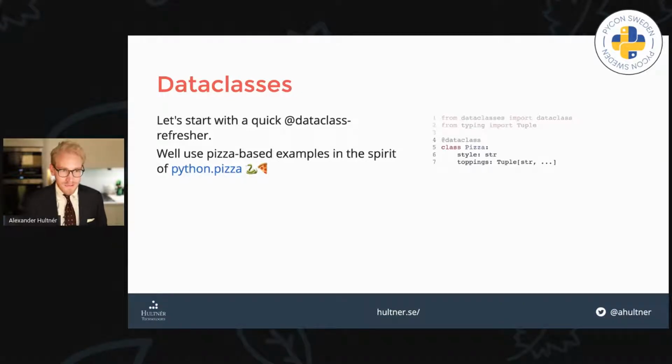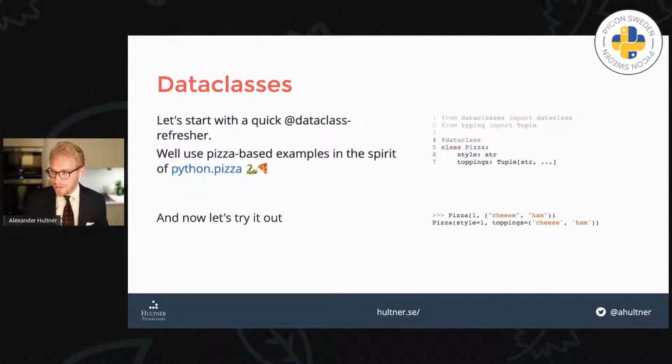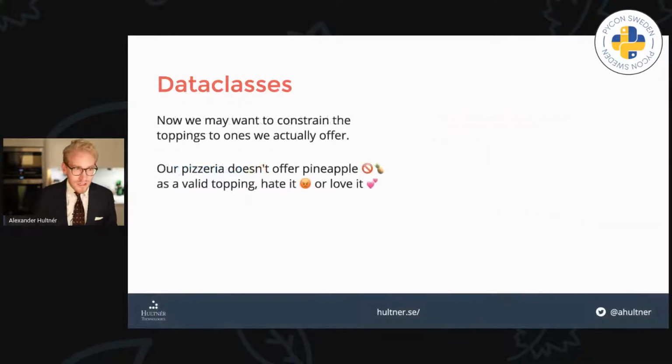So data classes, a quick refresher then. A data class is basically a decorator you put on top of your class, and then you can use simple type annotations to generate all the boilerplate for a class, so you don't need to have your init and similar stuff. If we try it out, we can see that we can easily initialize the class without a lot of boilerplate code. So it's very simple to use.